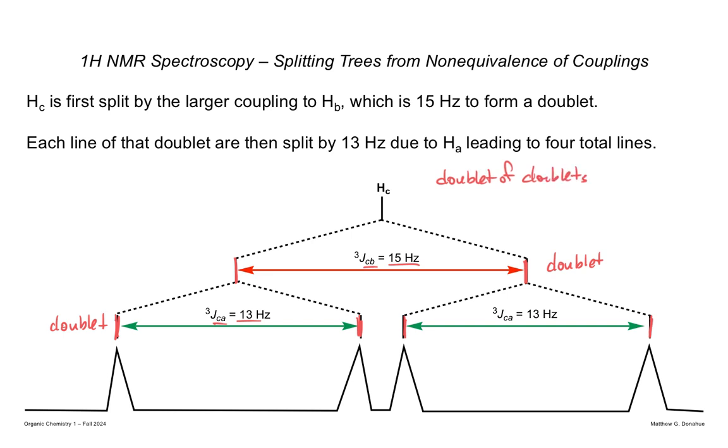And so to recap, for a normal looking triplet, the distances between those signals would have to be the same. But since they're not, it cannot be a triplet, and we call it a doublet of doublets.